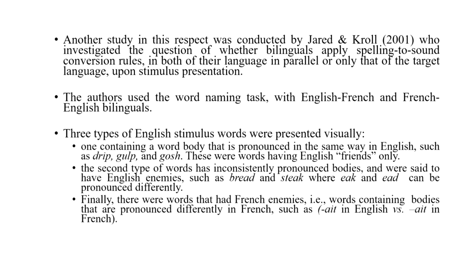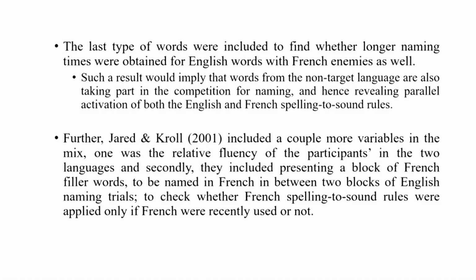Finally, there were words also that had French enemies. So for example, words containing bodies that are pronounced differently, not in English but in French. For example, the setup a in English versus a in French. Now these last type of words were basically included in the study to find out whether longer naming times were being obtained for English words which also have French enemies.